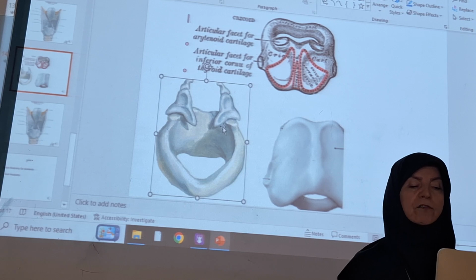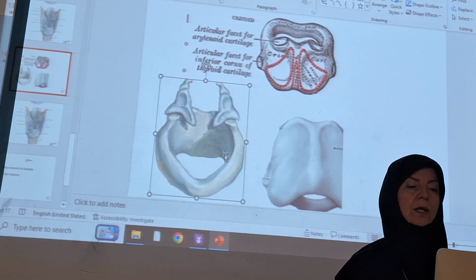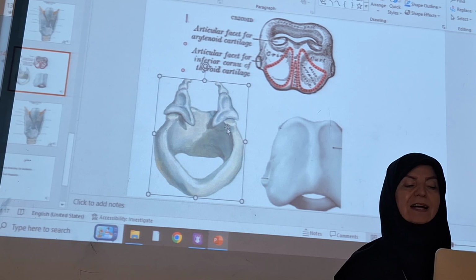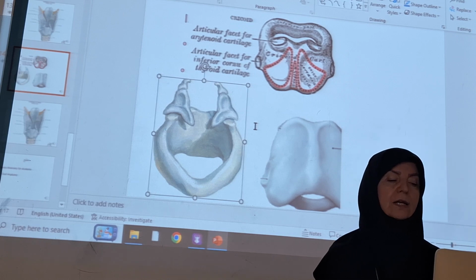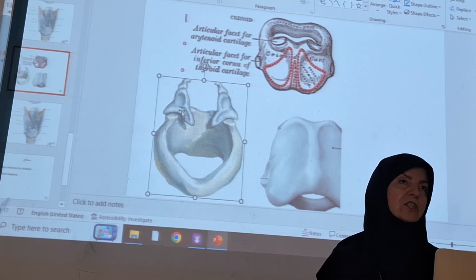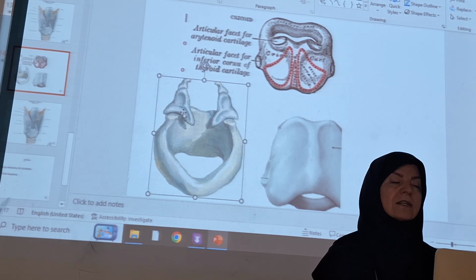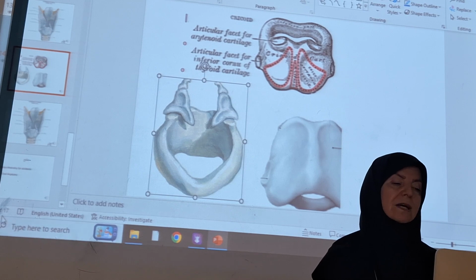If you notice the cricoid cartilage, the arc of this ring-shaped cartilage is anterior. The lamina of this ring-shaped cartilage is posterior. In the superior border of the lamina, we have an articular facet. It makes a joint with the base of the arytenoid cartilage. Each arytenoid cartilage consists of 3 surfaces: anterior surface, medial surface, and posterior surface.